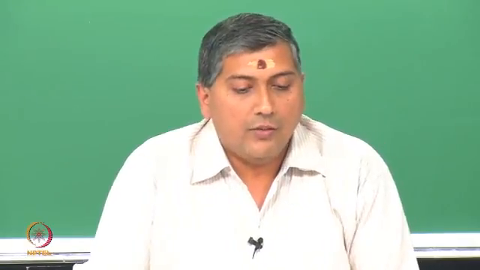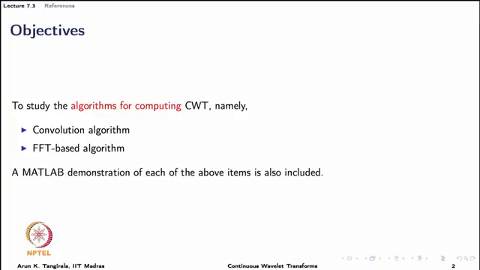In this lecture, we shall specifically focus on two algorithms for computing continuous wavelet transform. One is the convolution algorithm and the other is the fast Fourier transform based algorithm. These are two different algorithms, the transform remains the same, and we shall also demonstrate how to compute the CWT using these two algorithms in Matlab for you on a couple of examples.